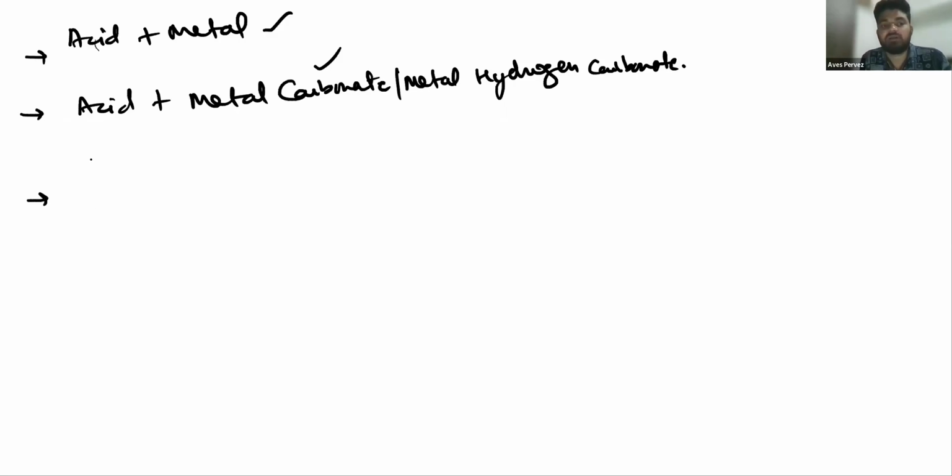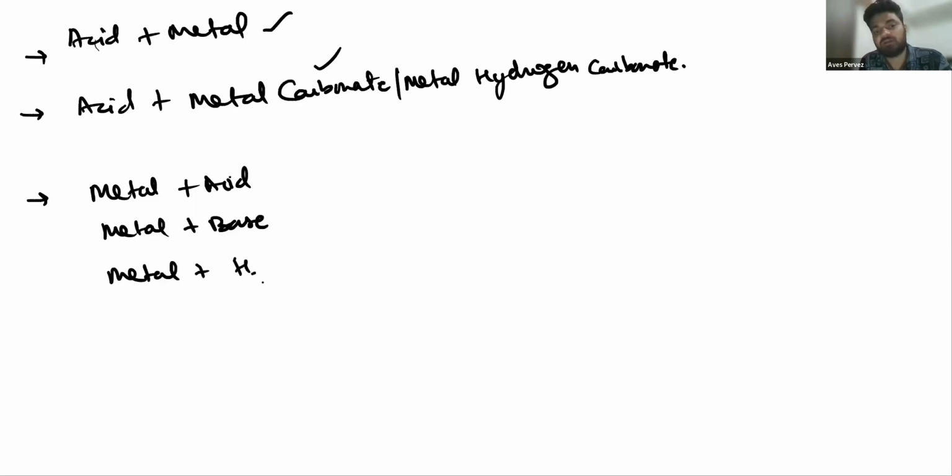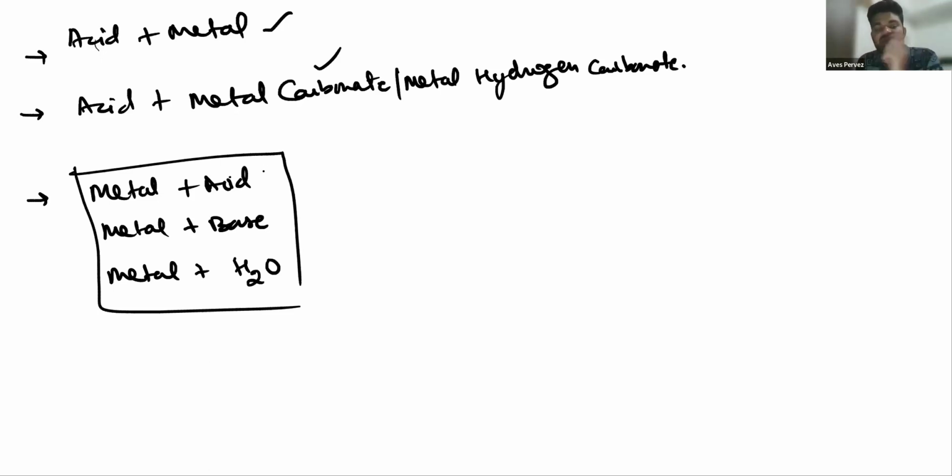And from metals and non-metals, the chemical properties of metals when they react with acids, metals when they react with base, and metals when they react with water. These are very important chemical properties, and they are very importantly asked. And the second one is the ionic compounds, the properties of ionic compounds, which is very importantly asked.